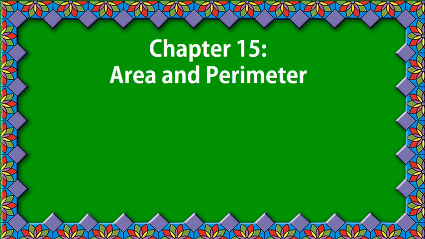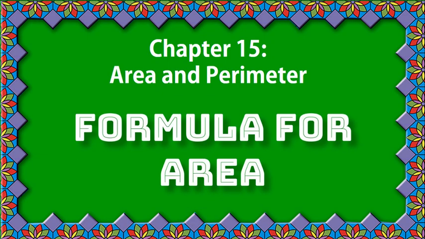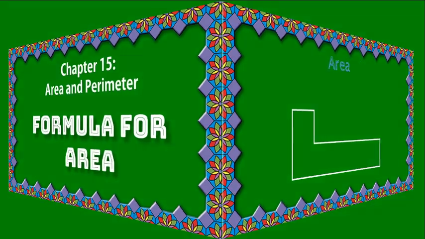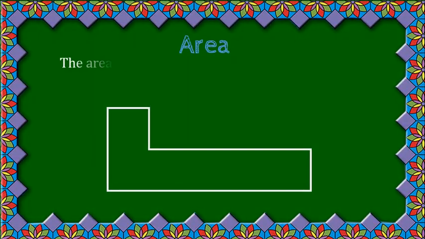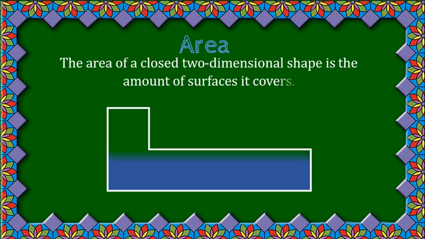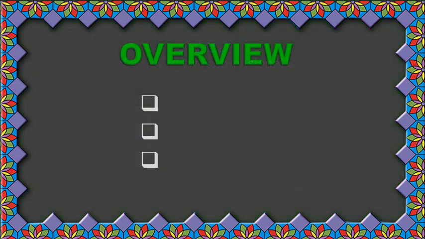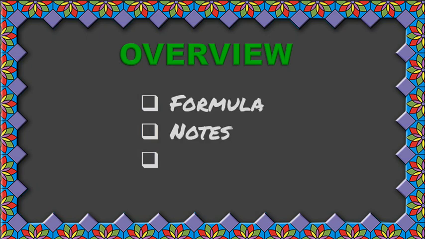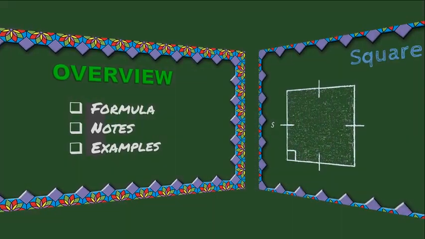We are currently busy with chapter 15, Area and Perimeter, and today we are going to look at the formula for area. Just to define area: the area of a closed two-dimensional shape is the amount of surface that it covers. So an overview of this video, we're going to look at the formulas, then we're going to look at a few notes, and then we're going to do a few practical examples.